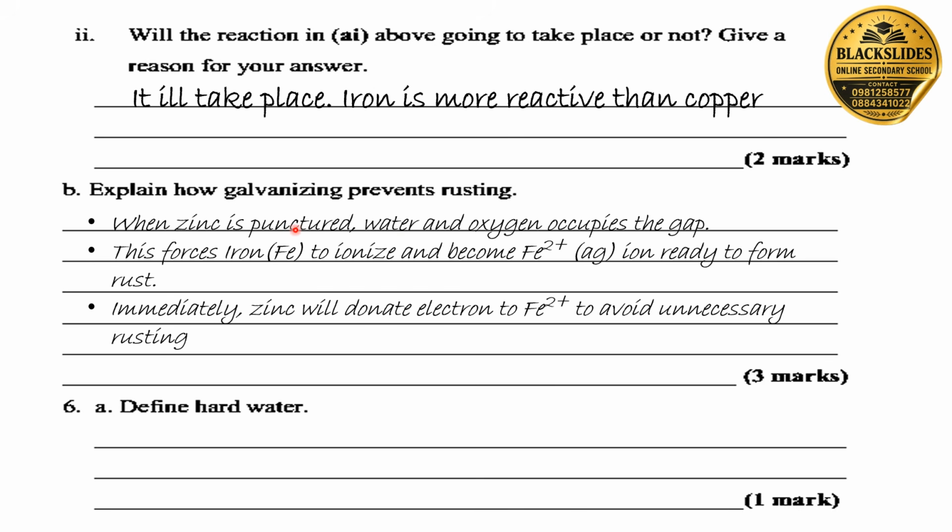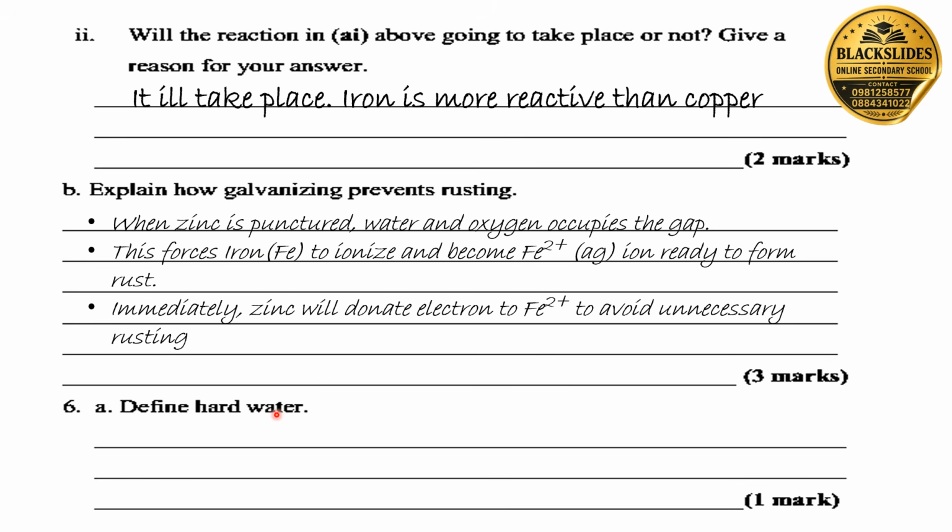So when zinc is punctured, water and oxygen occupies the gap. This will force the iron to ionize, meaning to lose electrons to form iron ions. This is aqueous ion, ready to form rust. But immediately, instead of further oxidation, further rusting, zinc is going to donate 2 electrons to the iron ions in order to avoid further unnecessary rusting. 3 marks.